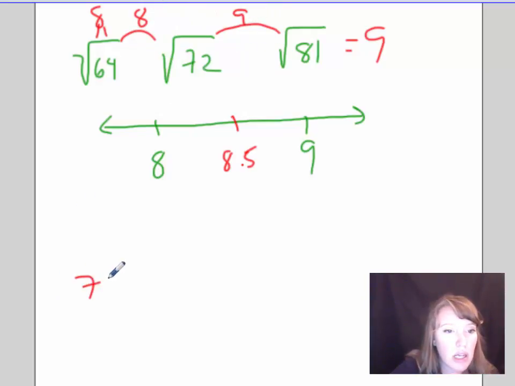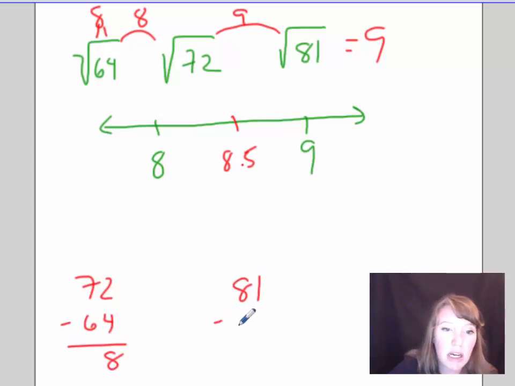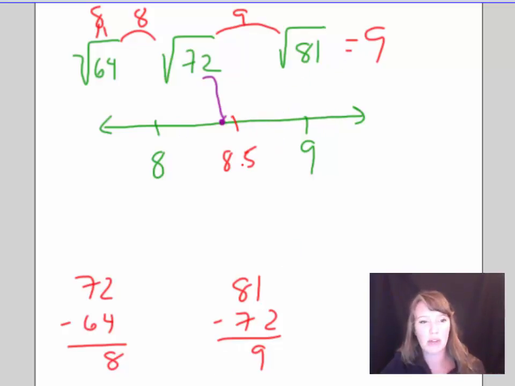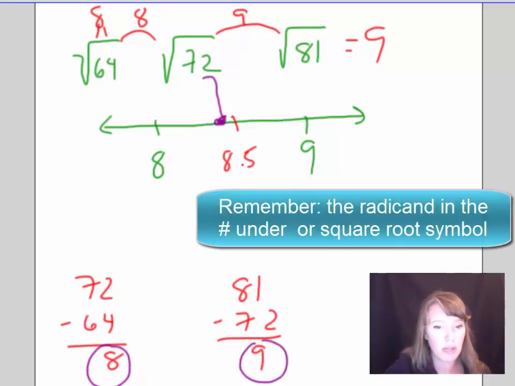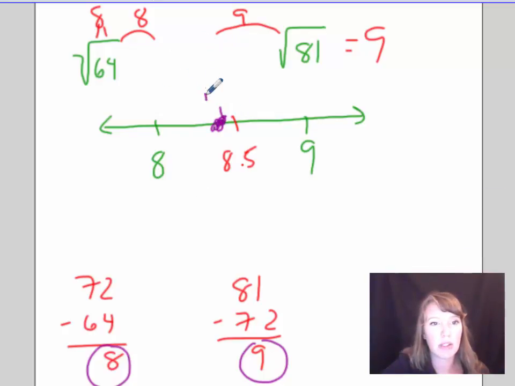All I'm doing here, not to confuse you, is this right here is 8, and then 81 minus 72 is 9. Okay, so what that means is that the square root of 72 is going to be a little bit closer to 9 than to 8, but not that much closer, right? Because the differences between the radicands are not that great. All right, so right here is where the square root of 72 resides. So to write that nice and neatly, I'd put a dot here, and then I'd write the square root of 72, or the principal square root of 72.